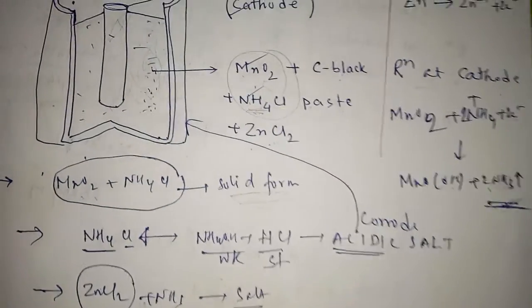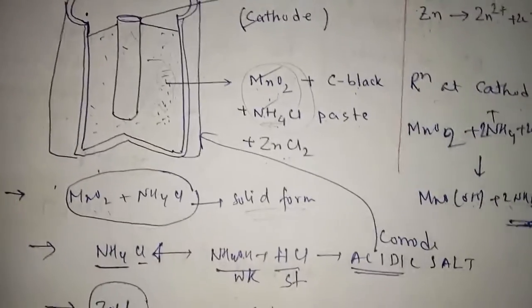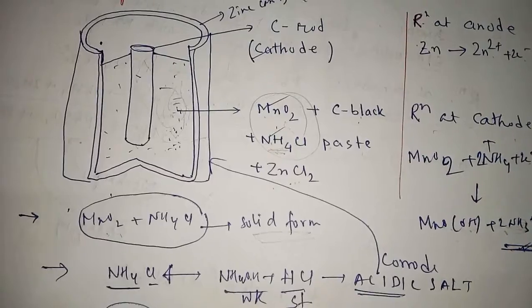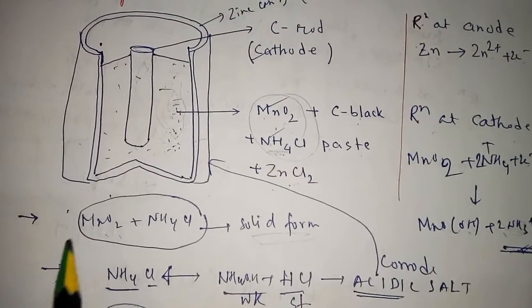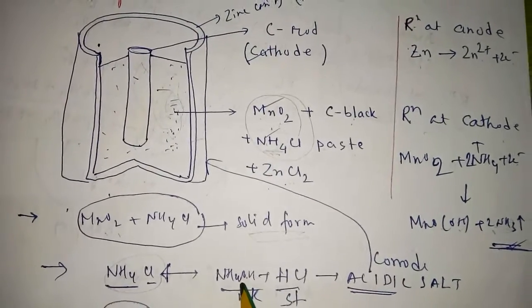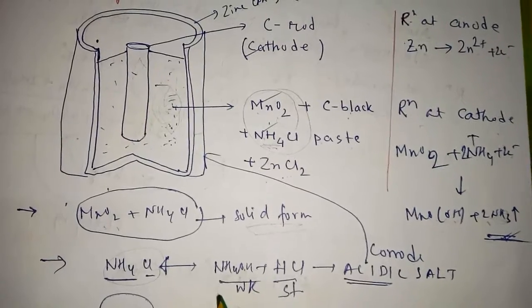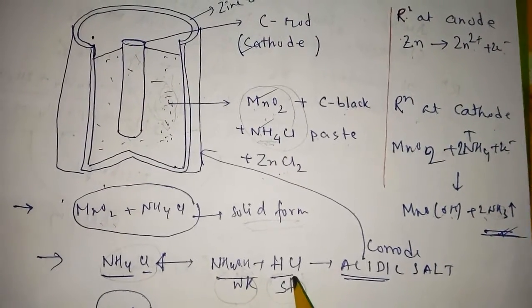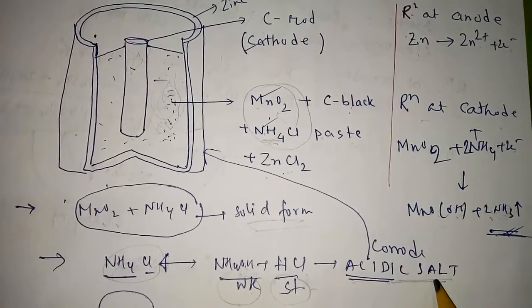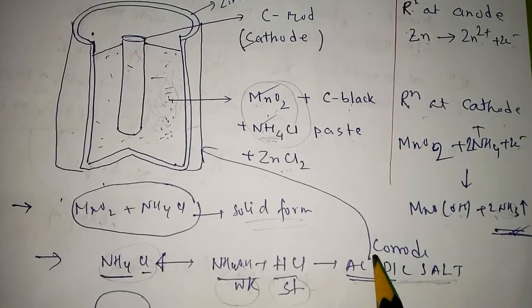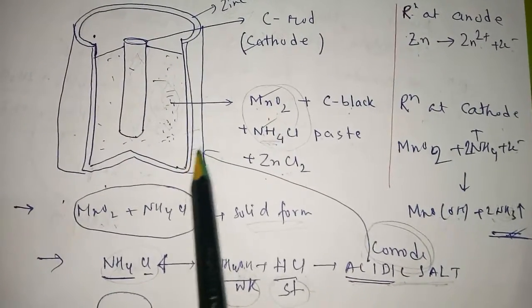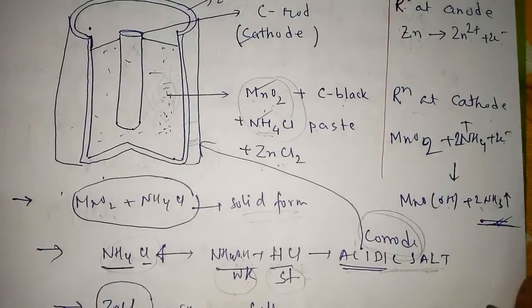If this cell is not used for a longer time, the cell may dry and become dead. What is the reason? The ammonium chloride we are using here is made of ammonium hydroxide and HCl. Ammonium hydroxide is a weak base and HCl is a strong acid, so this salt becomes an acidic salt. This acidic salt corrodes the zinc casing. That is why the cell becomes dead even if it is not used for a longer time.